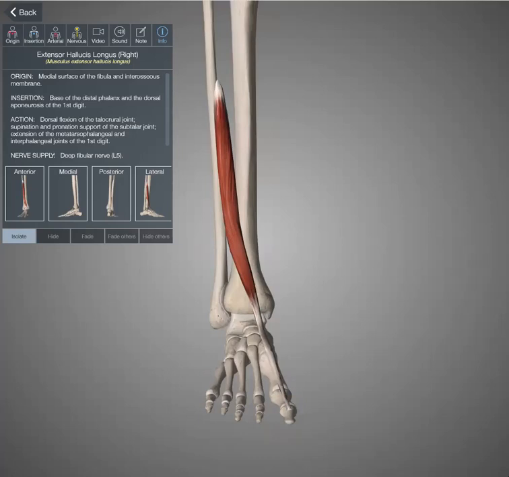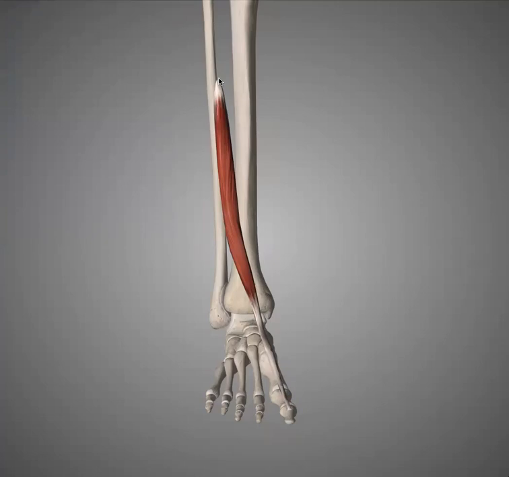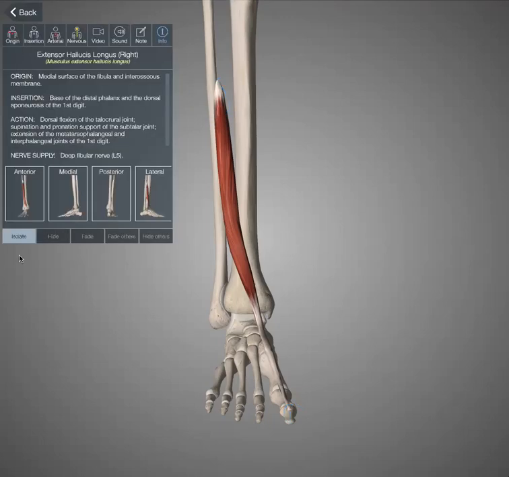Okay. And it originates from the medial surface of the fibular shaft. You can see it has no origination from the tibia. It's the fibula. Okay. And the tendon crosses the anterior aspect of the ankle joint and attaches to the base of the distal phalanx. What it does is that it does extension of the toe and dorsiflexion of the foot.